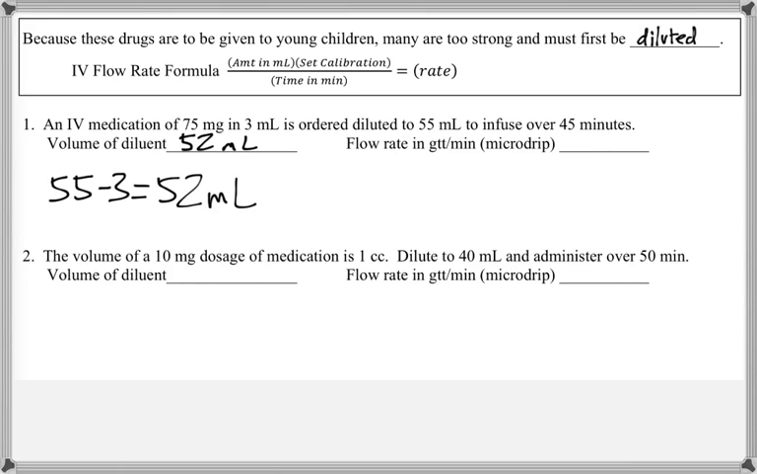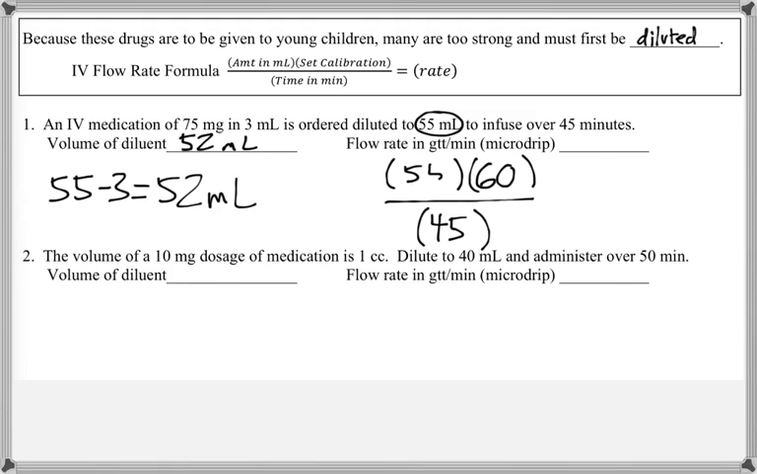Next, I want to find the flow rate. So I want to use the formula. And I know that this is 60 because it says microdrip. And the time is 45 minutes. Now for the milliliters, I want to use all 55. So the patient gets all 55 milliliters. So don't put the 52 here because that's just the diluent.